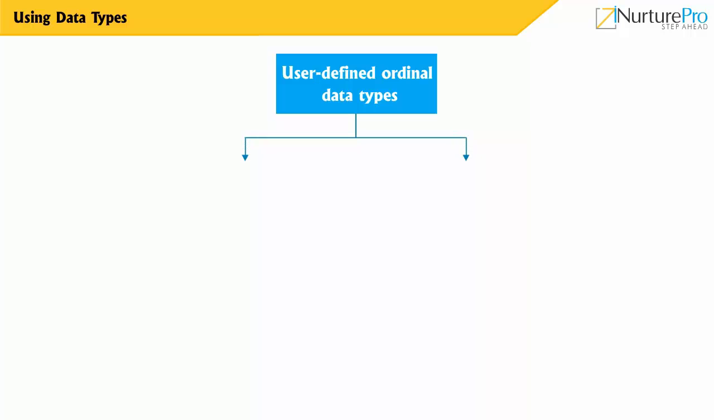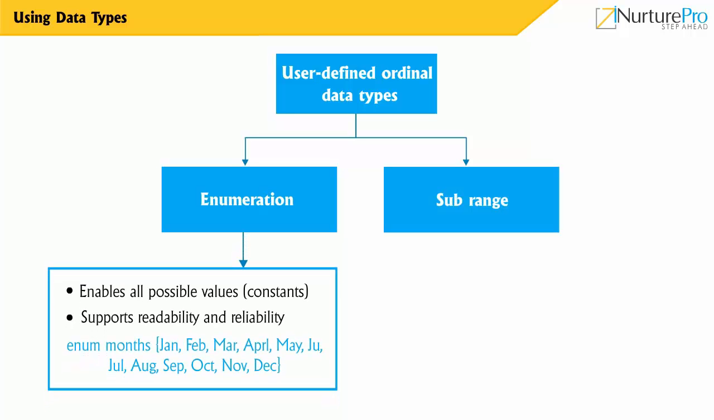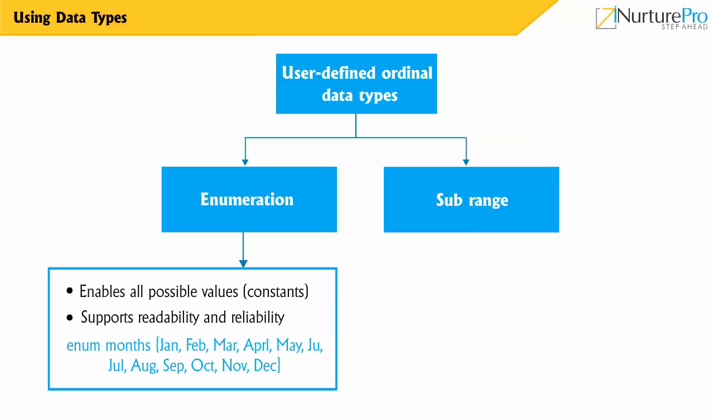There are 2 types of user-defined ordinal data types. They are enumeration and subrange types. An enumeration type enables all possible values named as constants provided in the definition. It supports readability and reliability. It is implemented as integers. A subrange type defines a subset of values of a particular data type. It supports readability and reliability.